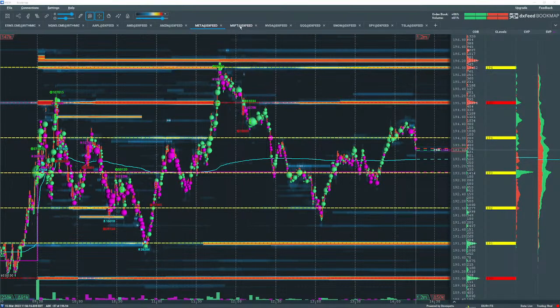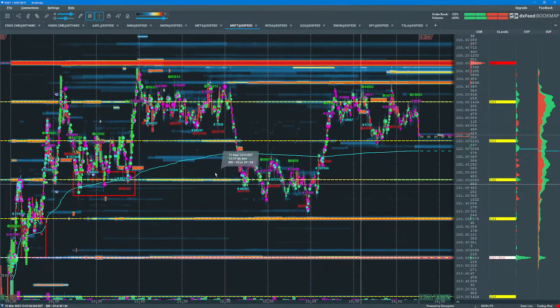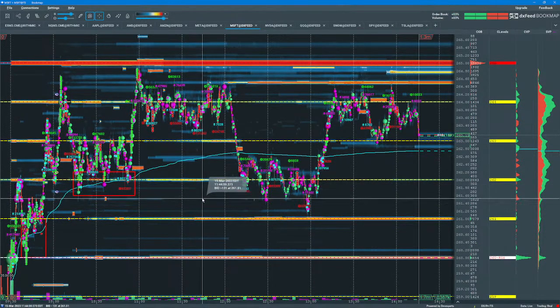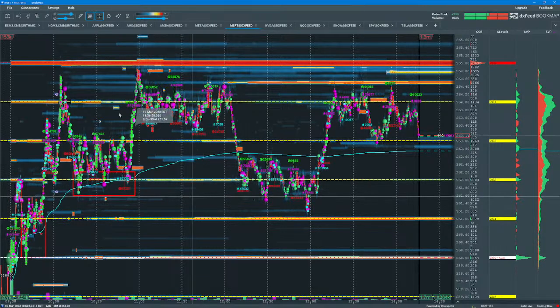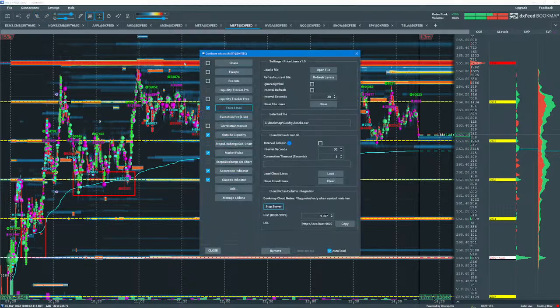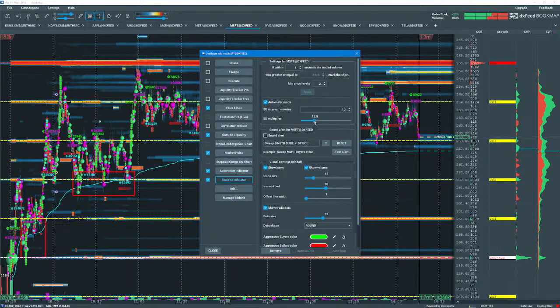Let's take a look at Microsoft. And Microsoft was really, really bullish right off the bat at the open. Looks like I need to make a change to the sweeps here. Tone this down a bit. Absorption, a little bit more.